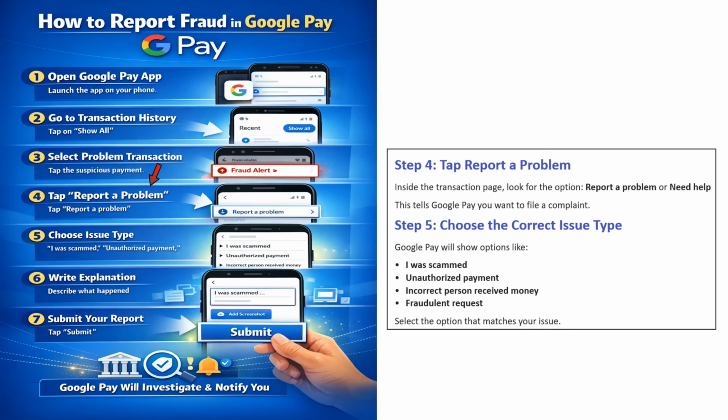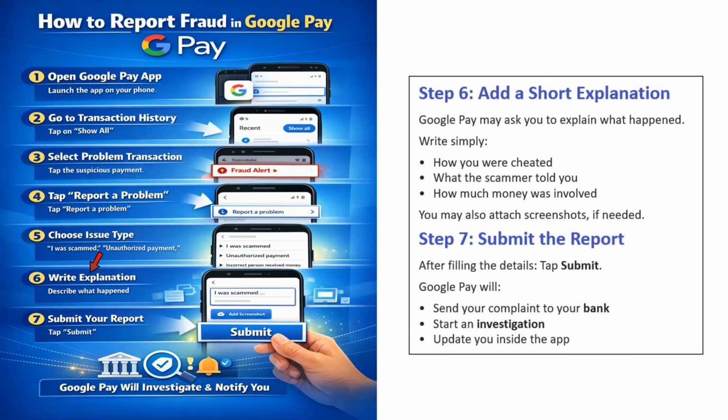Step 4 is tap report a problem. Inside the transaction page, look for the option like report a problem or need help. This tells Google Pay you want to file a complaint. Step 5 is choose the correct issue type. Google Pay will show options like I was scammed, unauthorized payment, incorrect person received money, and fraudulent request. Select the option that matches your issue.